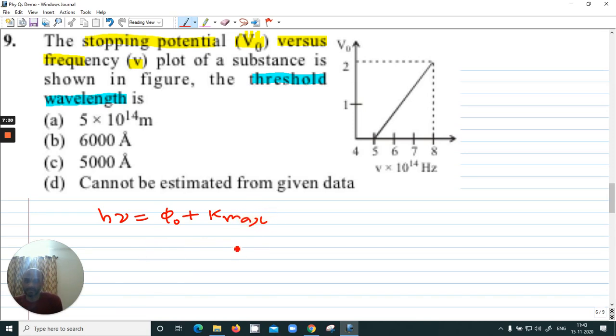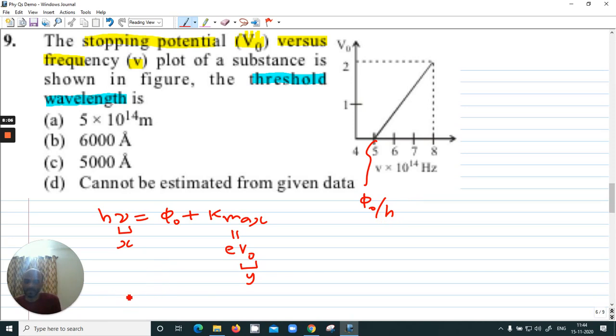And stopping potential is the potential applied to the collector plate, which will stop the maximum energetic electron from reaching the collector plate. So the K max will be equal to e into V naught. So in this plot, V naught is on the y-axis and the frequency is on the x-axis. To get the x-intercept, you have to put y equal to 0. So the x-intercept will be phi naught by h. So this is the x-intercept value, that is equal to phi naught by h.